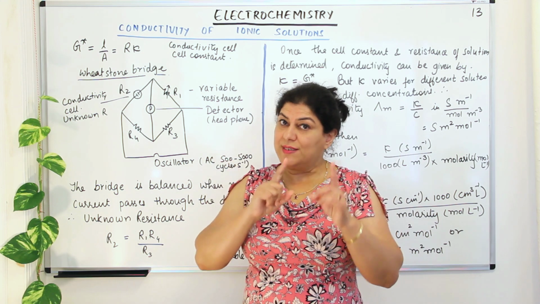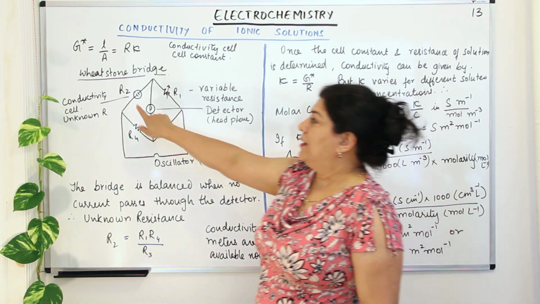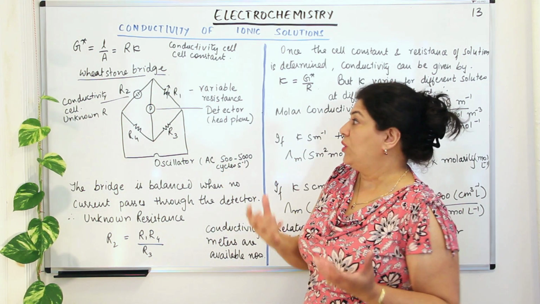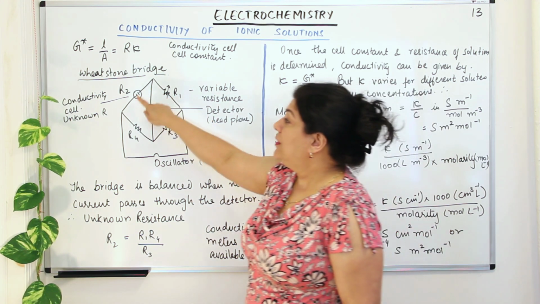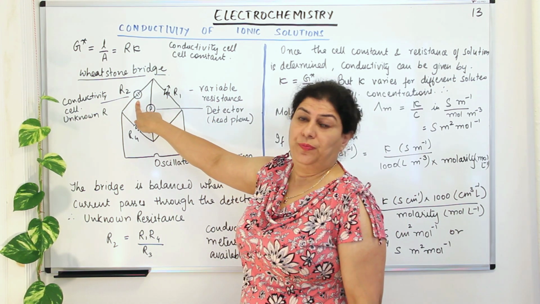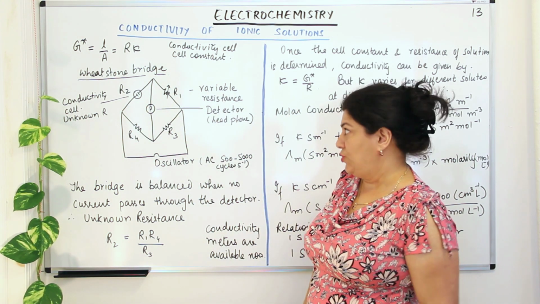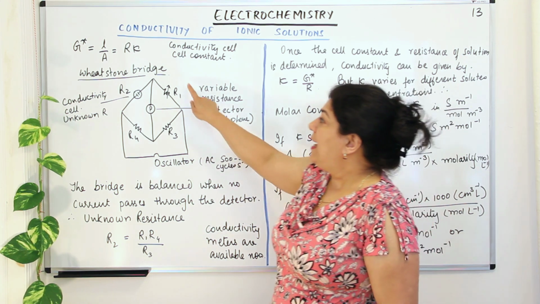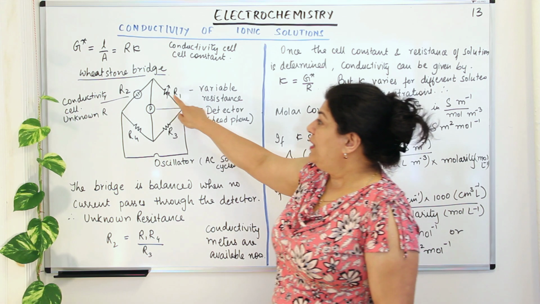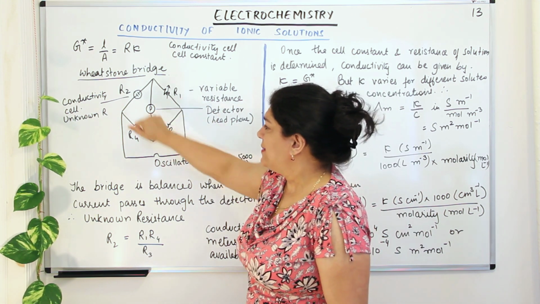So keeping these things in mind, we create this Wheatstone bridge in which we put the solution whose resistance is unknown in the conductivity cell, and we use it as R2. And we create this entire arrangement of a Wheatstone bridge. So what does it have? It has a variable resistance, which is R1. R1 and R2 are connected like this, and then these two ends are joined together.